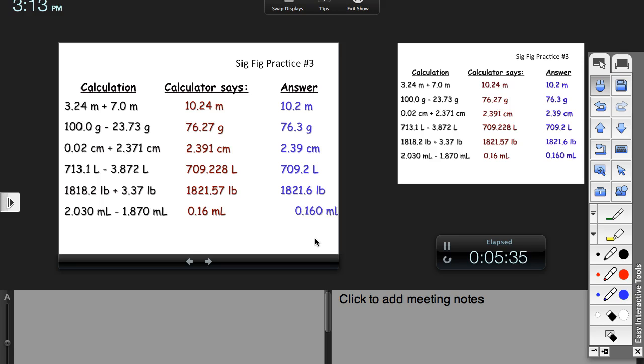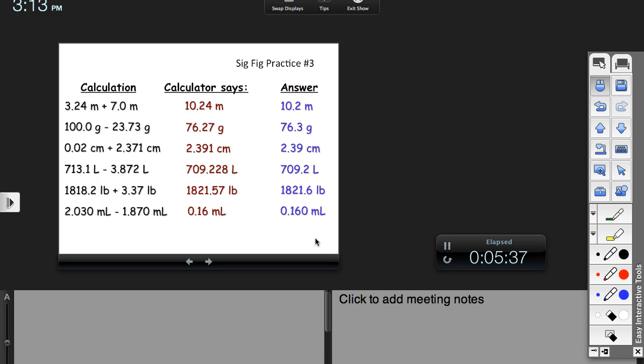Thank you. All right, so it actually is 0.160, and the reason it's 0.160 is because your calculator isn't going to run an extra 0 on the end. Did your calculator do that? No, but you have to do that because you're a person, not a machine.